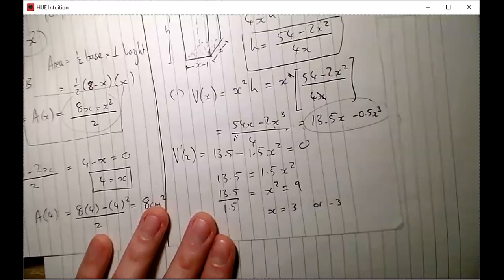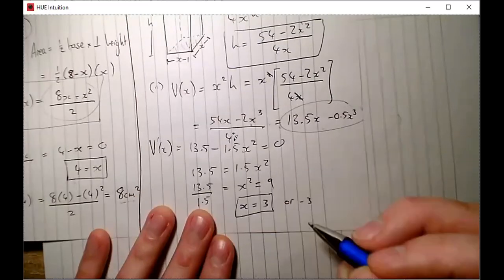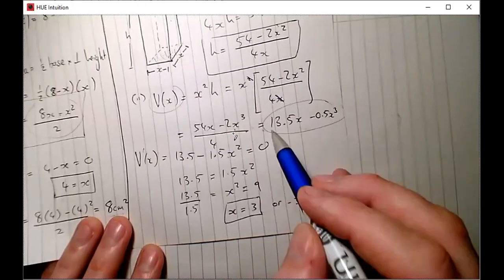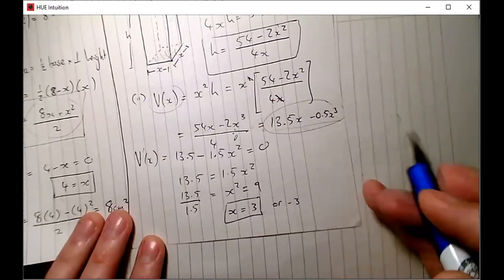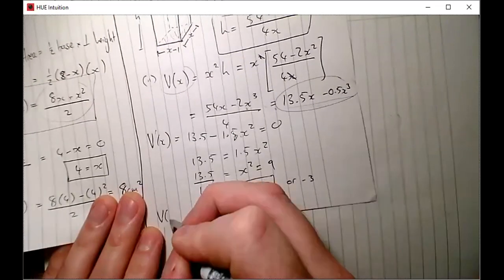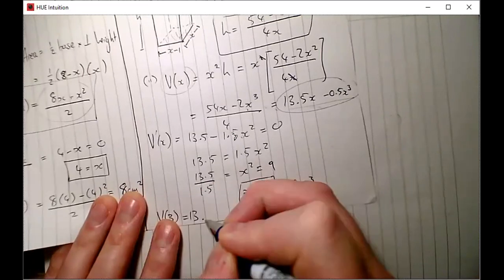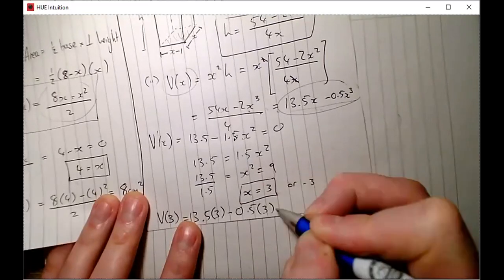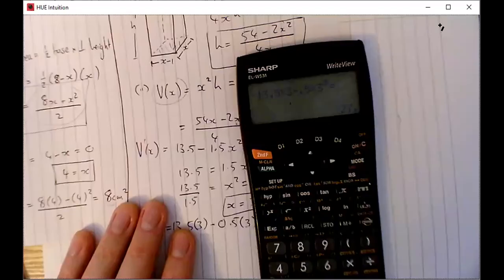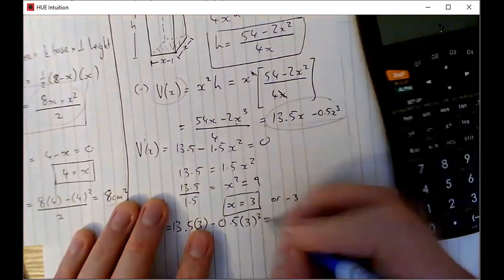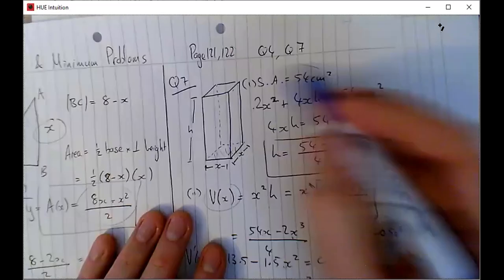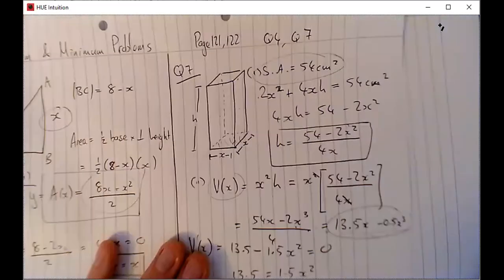How do I find then the volume when x equals 3? Well, that means plug 3 back into this function here, 13.5x minus 0.5x cubed. Okay, I'll do this down here, even though I really shouldn't. V of 3 is 13.5 times 3 minus 0.5 times 3 cubed, which you can see on the calculator here gives 27. Okay, so our maximum volume is 27 centimeters cubed for this box, given the constraint that the surface area has to be 54 centimeters squared and the base has to be square.